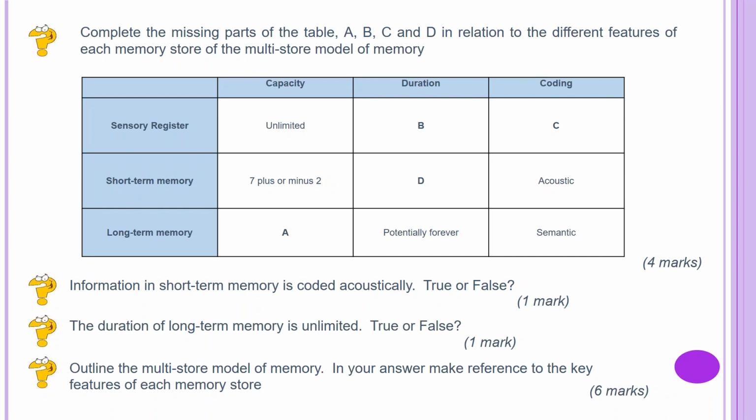Okay, welcome back. So, long-term memory. The capacity of long-term memory, A. Hopefully here you've said unlimited. The sensory register duration, hopefully here you've said 200 to 500 milliseconds. And the coding of sensory register, if you remember, modality specific, e.g. different stores for each sense. And finally D, short-term memory duration, about 18 to 30 seconds.